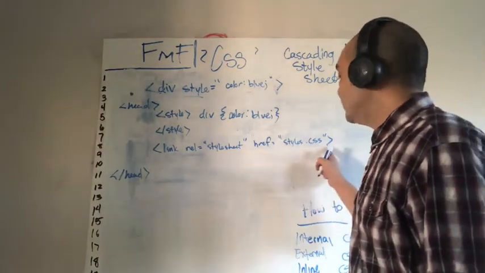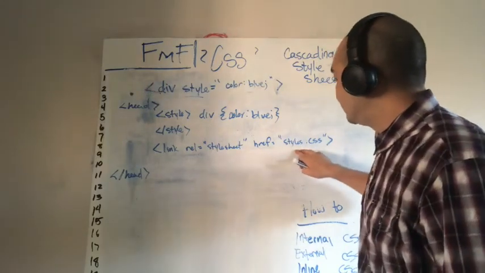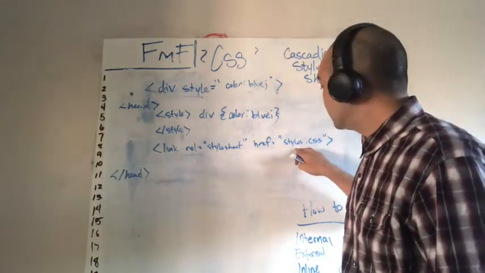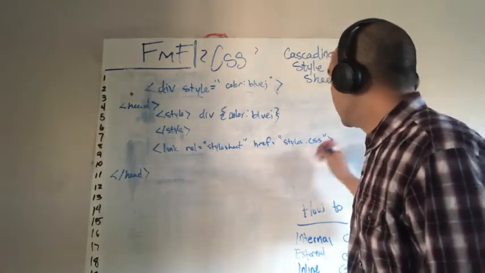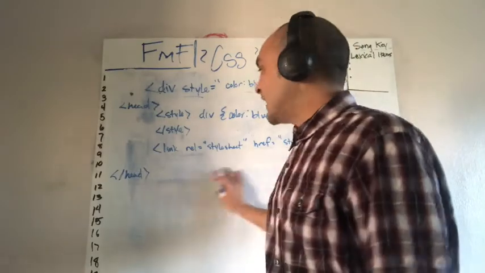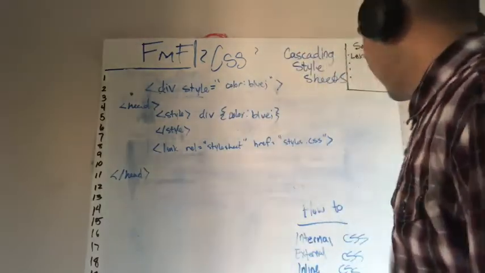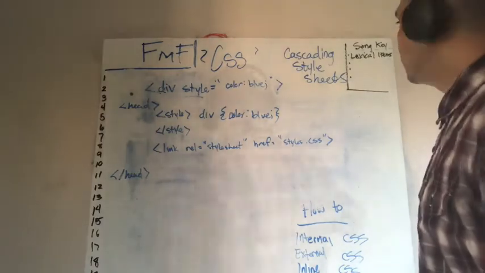So that link is going to be typed in right here. Whatever the address is to your style sheet, wherever your file is, you're going to type that right here in the reference, inside quotes, and then close the link, and that will attach all the styles you have inside the sheet to your HTML. And that's how you link it.